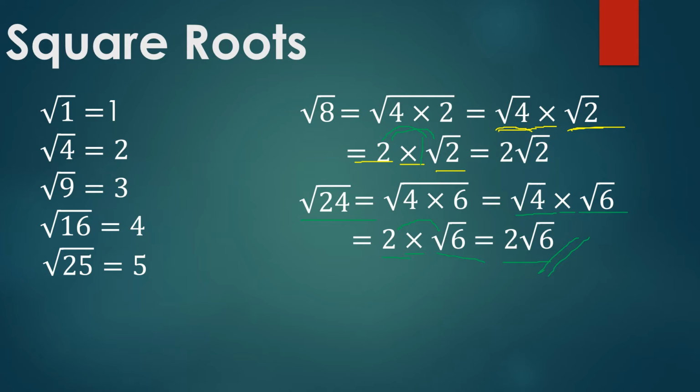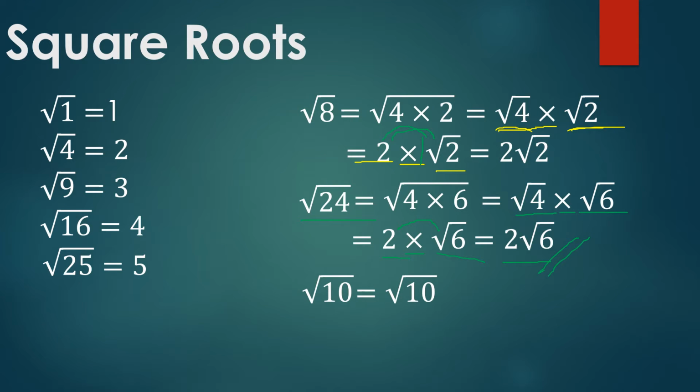Eh sir, paano po kung wala siyang factor na perfect square number? Halimbawa, ganito. Square root of 10. Ano ba mga factors ni 10? We have 1 times 10. Meron bang perfect square number doon? Wala. How about 2 times 5? Meron bang perfect square number doon? Wala. Kapag walang factor na perfect square number ang isang number, then the answer is itself, square root of 10.